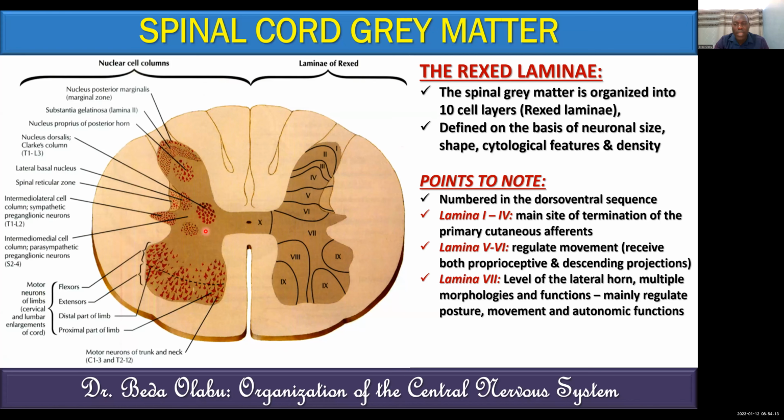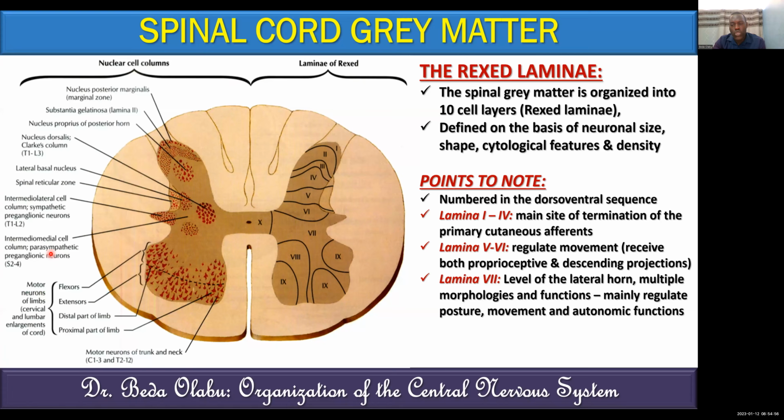The main function of lamina 7 is to regulate posture and movement, and that's largely the role of the thoracic nucleus of Clarke, and also to regulate autonomic functions, and that is largely the role of the intermediolateral and intermediomedial nuclei. In particular, the intermediomedial nucleus is responsible for sympathetic functions, and the intermediolateral nucleus is responsible for parasympathetic functions.